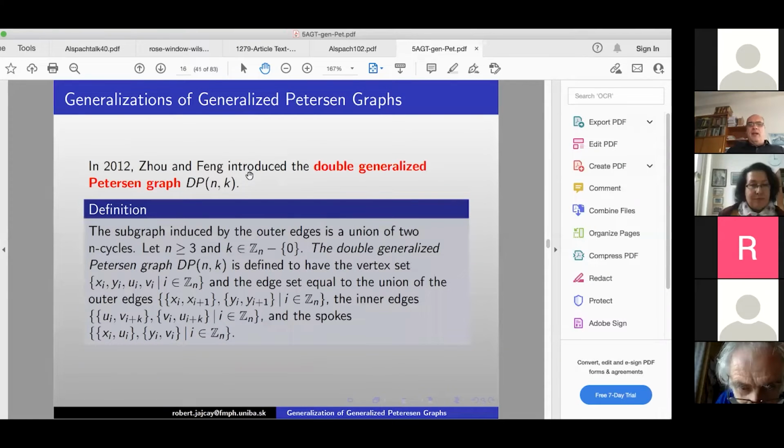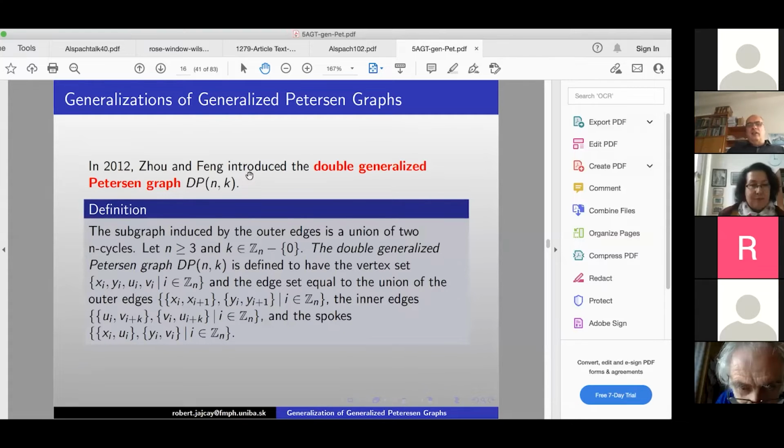Okay. One more generalization before mine, or I shouldn't say mine, all of this that I'm talking about is joint work with Tomo Pisansky and my former diploma student Katarina Jasenčáková, who's now done with her PhD. So it's not just my results that I'm talking about. But this is a generalization of generalized Petersen graphs that's not due to us.